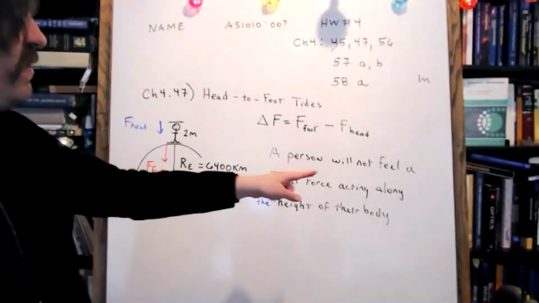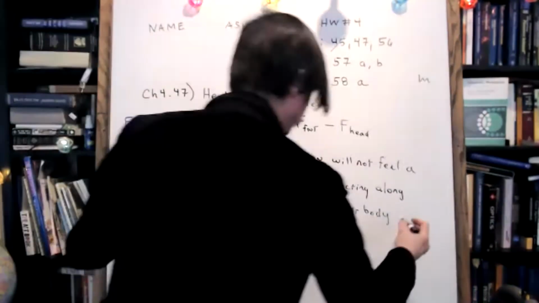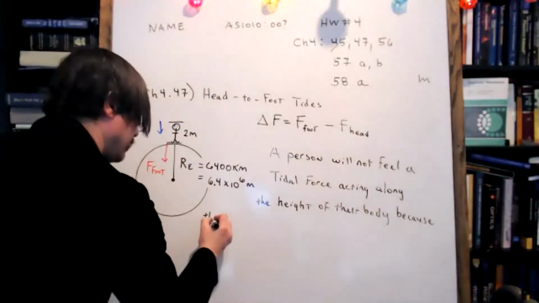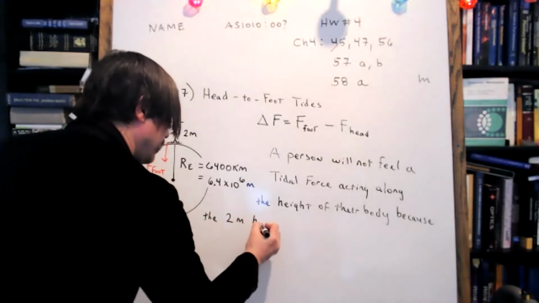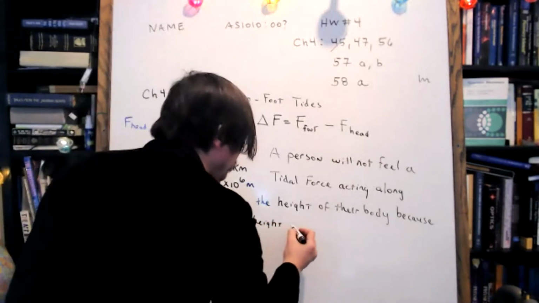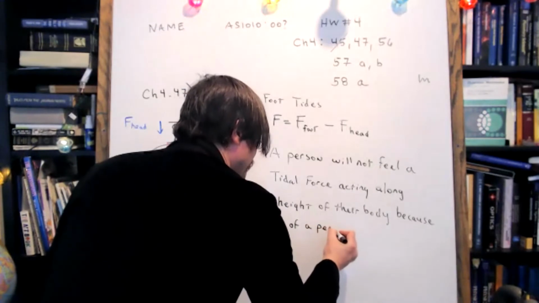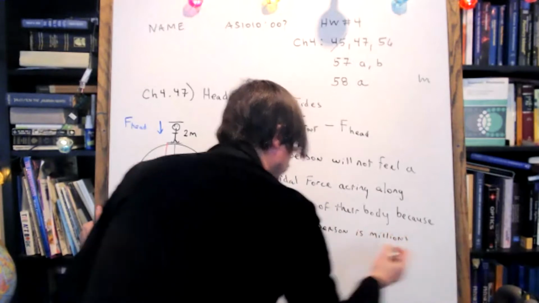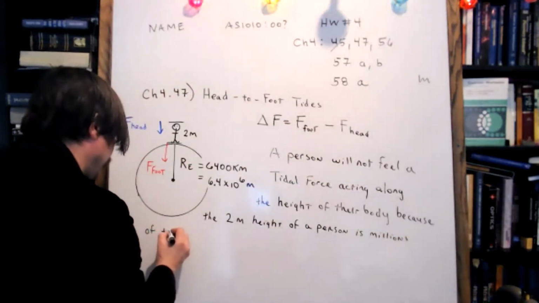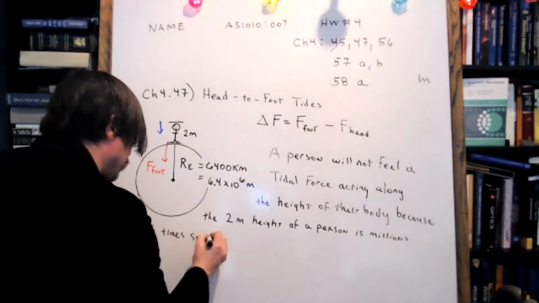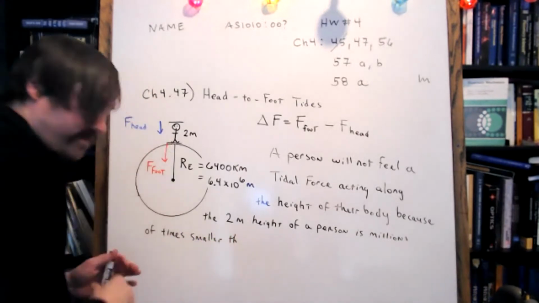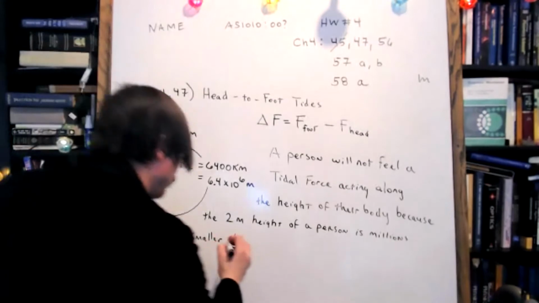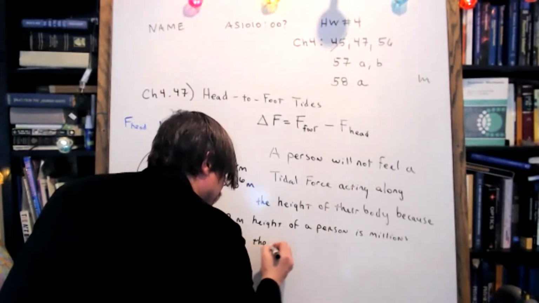A person will not feel a tidal force acting along the height of their body because the 2-meter height of a person is millions of times smaller than the radius of Earth.